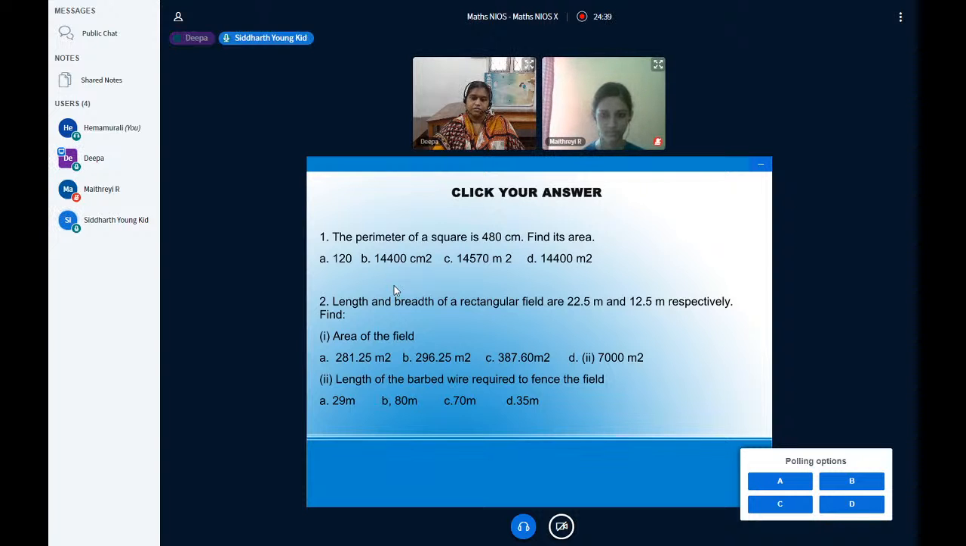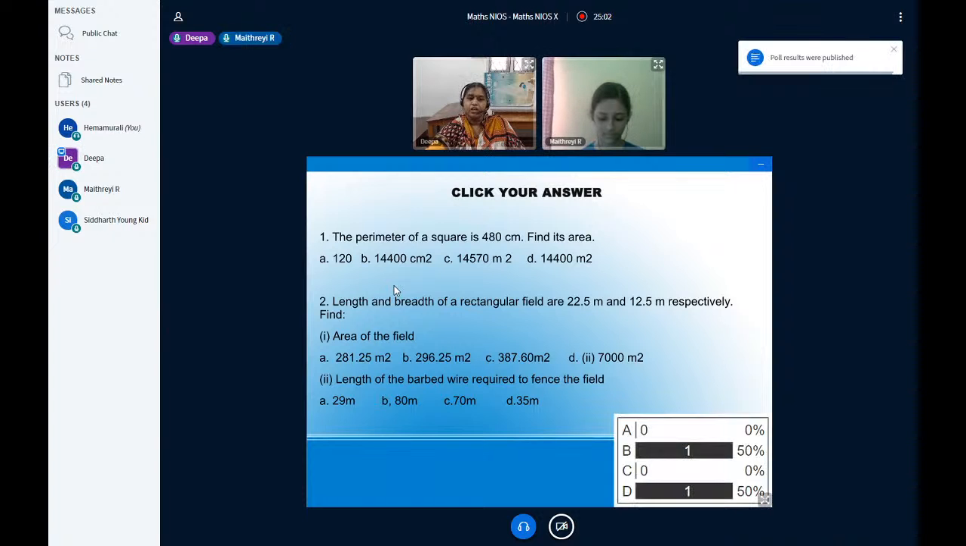Miss, I clicked the answer. Which one is the answer? D. Are you sure your answer is correct? Is it a meter square or a centimeter square? Centimeter square. Yes, your answer is right, but your unit is wrong. So the answer is B. Okay, Raja. Now do the second sum.